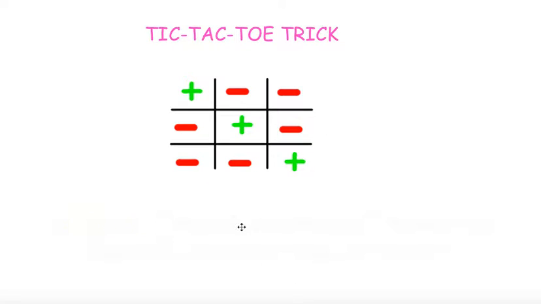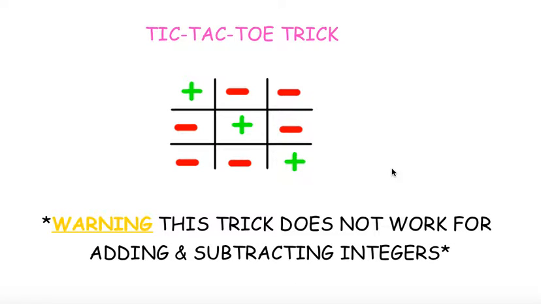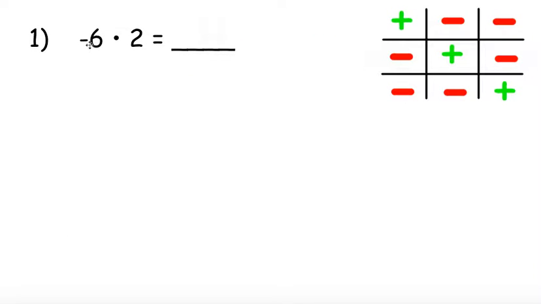Now the only thing we have to be careful about is it does not work for adding and subtracting integers. Let's take a look at an example. So we have negative 6 times 2. Well, we know 6 times 2 is 12, but let's look at our tic-tac-toe board: a negative times a positive is a negative. So negative 6 times 2 is negative 12.